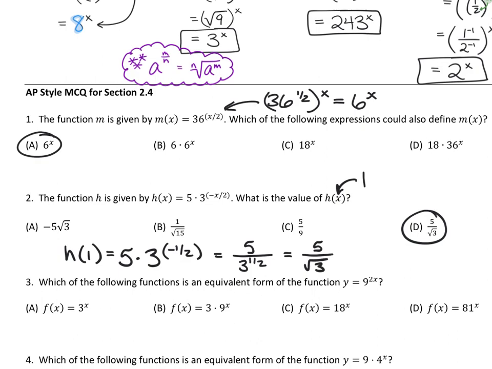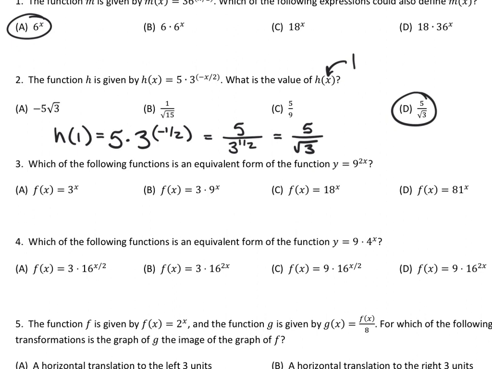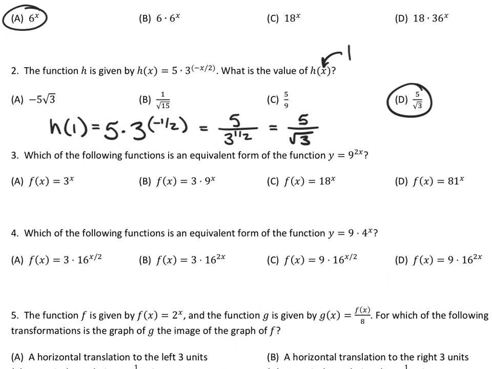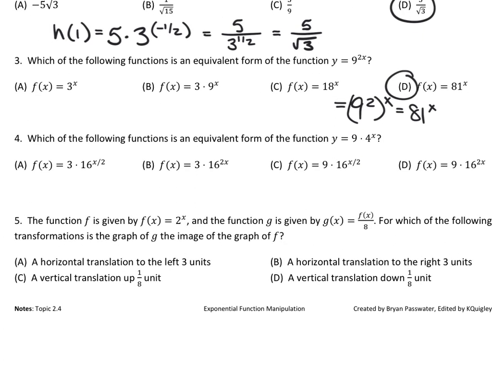Sorry. Number 3 says, which of the following functions is an equivalent form of the function y equal to 9 to the 2x? Well, I see that 9 to the 2x can be rewritten as 9 squared raised to the x power. 9 squared is 81, so this is answer choice D. How do we do on that one? Fabulous.